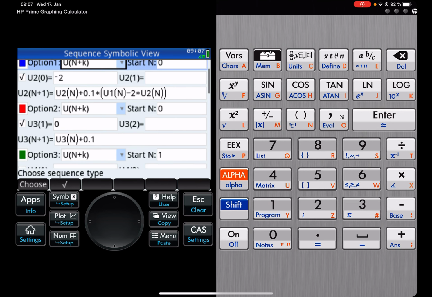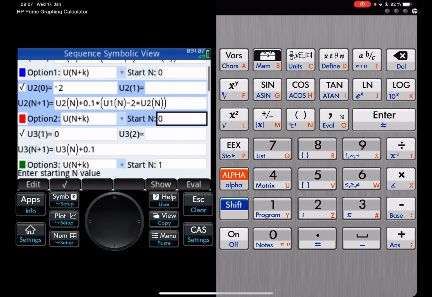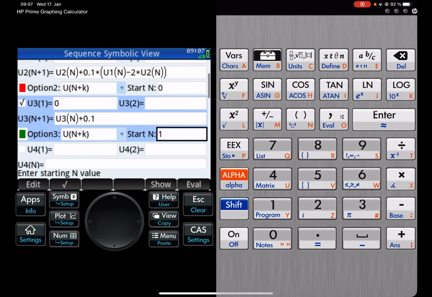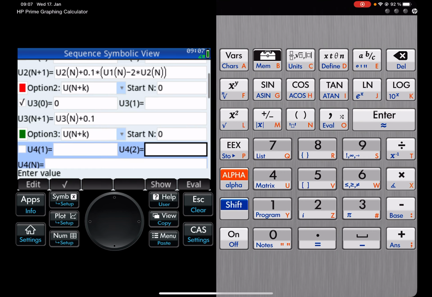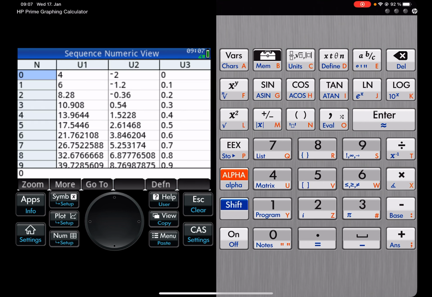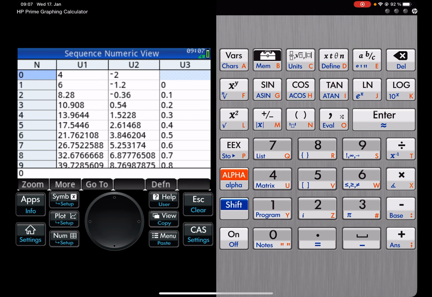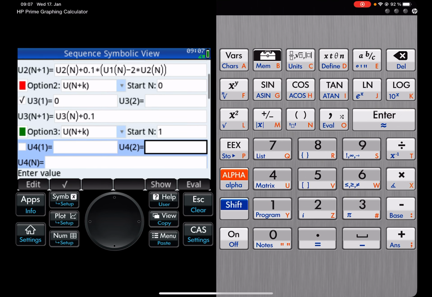So, okay, you see I've got start n0 for U1, start n0 for U2, start n1. I just need to make sure they all match up. It doesn't matter so much what value it is, just make sure they're all the same. So now when I go back to the table, yeah, there we go. It started with that first 0 value at 1, and that's not right. Time is 0 when x is 4 and y is negative 2. So that's a good thing to be checking.